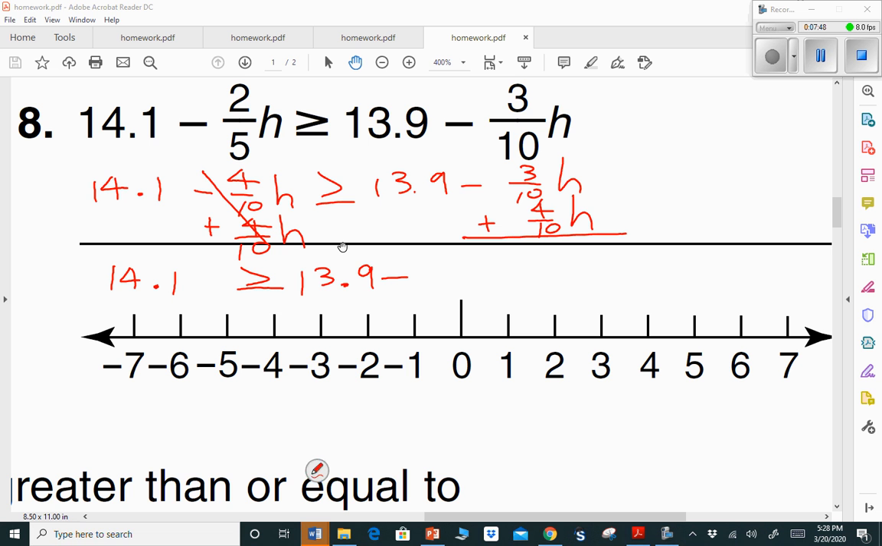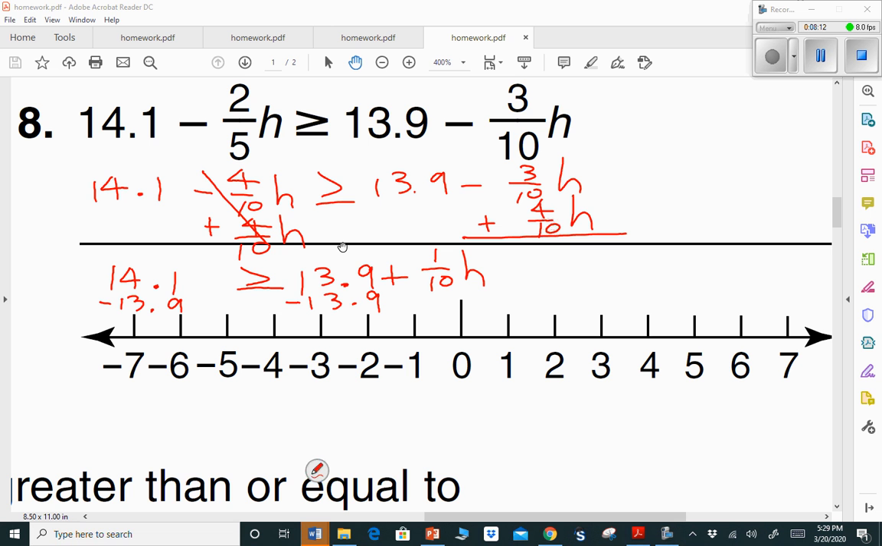Minus, and negative 3/10 plus 4/10 gives you 1/10 h. And we're going to end up dealing with a negative anyway. No, it's actually plus 1/10 h. Okay, let's get rid of the 13.9 by subtracting it from both sides.